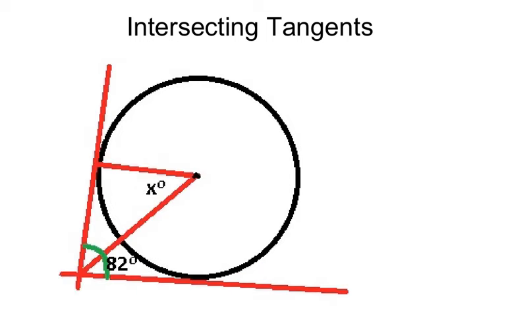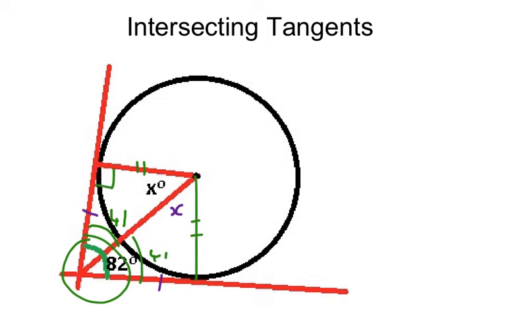In this example, we're told that the whole angle where they intersect is 82, and we're asked to find that angle in the middle there. If we were to draw in the other radii here, we know that we would get two congruent right-angled triangles. So what that means is that this angle here is x, but more importantly, it means that this angle here, we can split it in half, and that one is 41. And this one over here is also 41. Because they're congruent triangles, the angles must be the same.